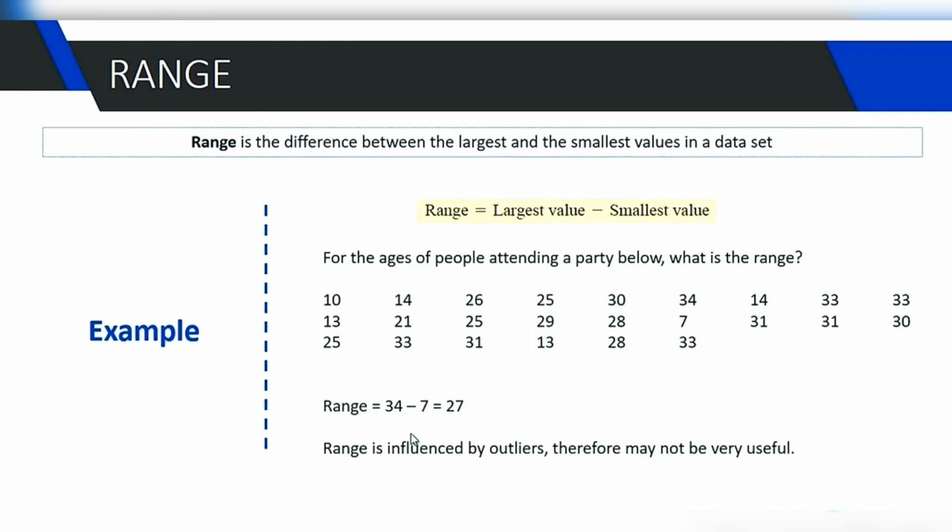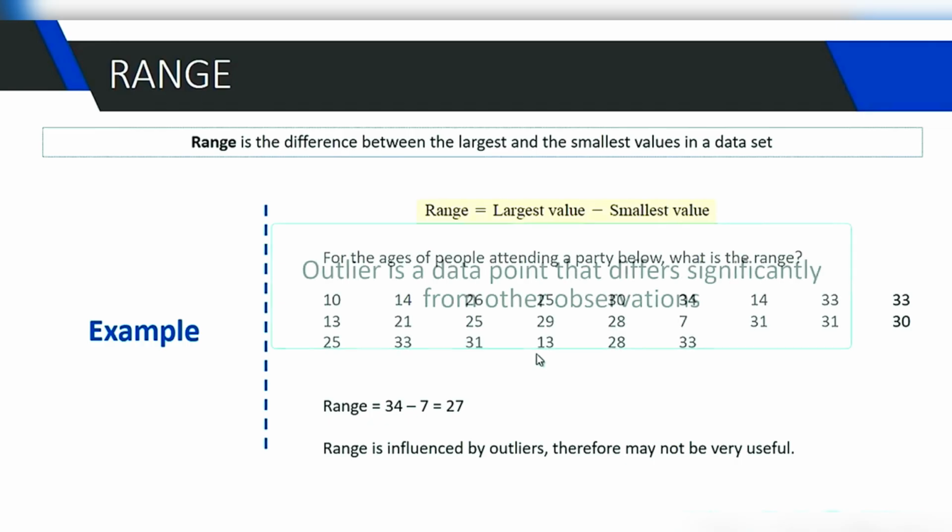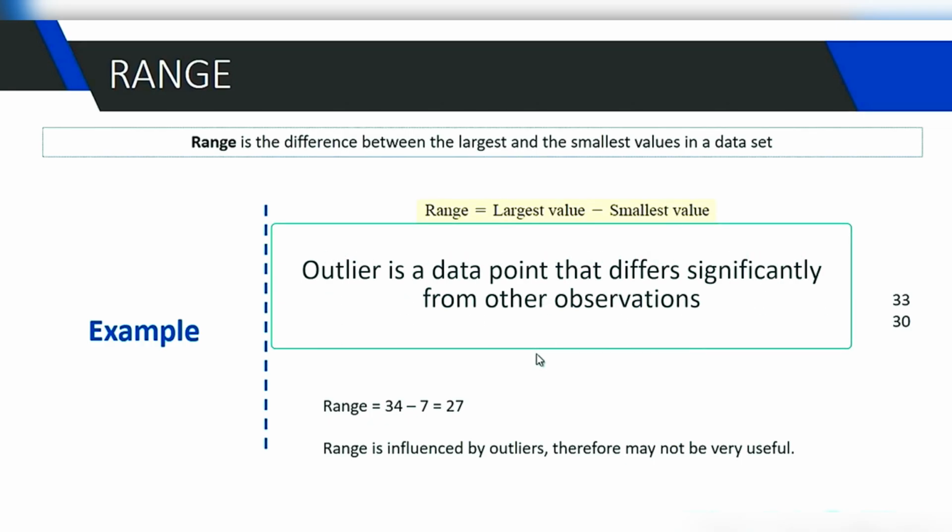For example, in this data only, if you had one value which was exceptionally high, for example, its value was 150, then your range would be 150 minus 7, which will be 143. But this range will not be a correct representative of the dispersion in this data. Since only one value is exceptionally high, other values are more or less confined to a small range, which is 7 to 34. So that's why if your data has outliers, try to remove the outliers before finding the range, or else don't use range as a measure of dispersion.